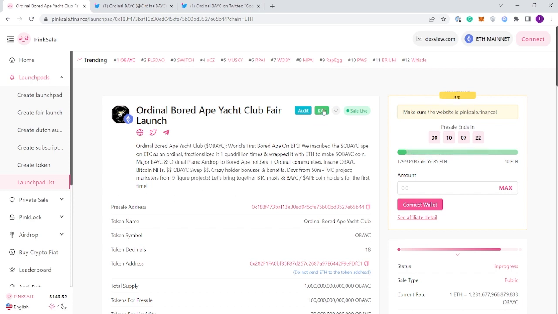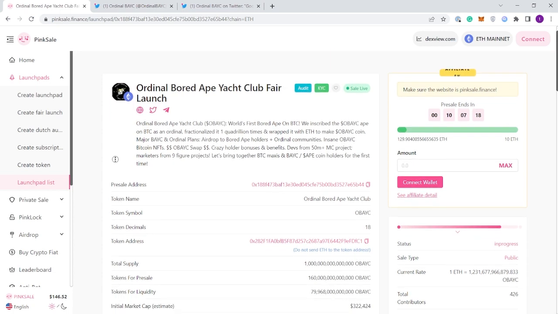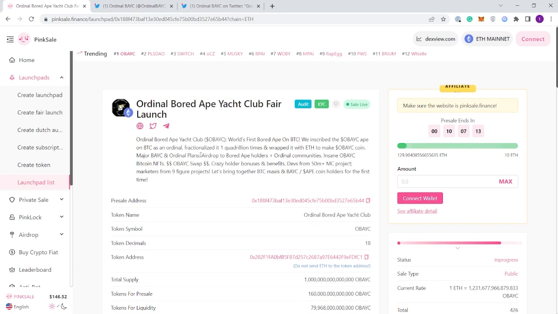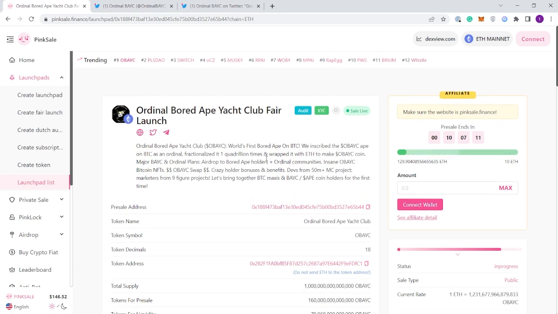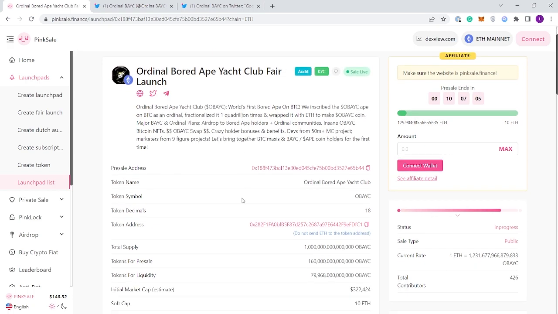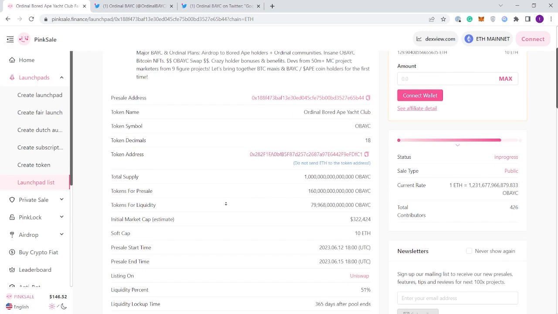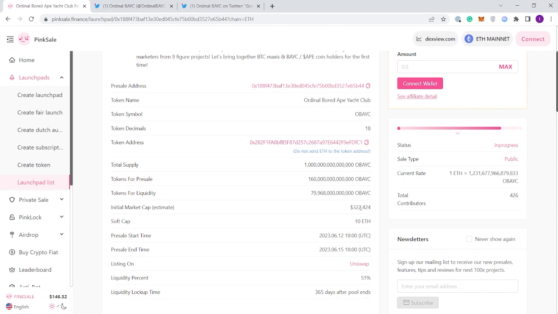Now, these guys are KYC verified, they are audited, which is obviously a big deal. Of course, they have been fully KYC verified, so Pink Sale have got their ID. So when you are KYC audited and the contract is also audited, the chance of it being a scam is extremely low. If you actually go through the tokenomics, the initial market cap will be 300k.